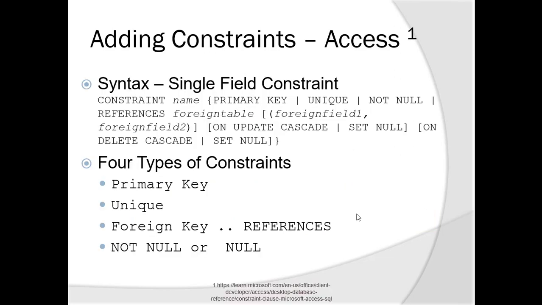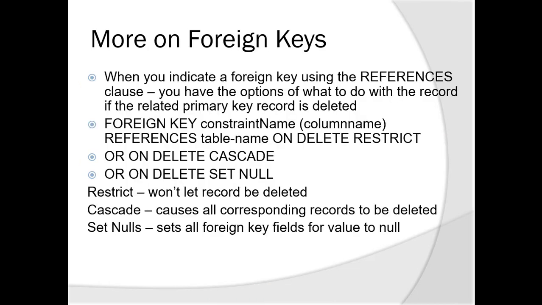So here I've got from the Microsoft website the syntax to do a constraint for a single field. Notice you can do the primary key, the unique, the not null or null, and the references foreign key constraints. These values here are related to foreign key. I'll discuss that shortly. Let's talk about foreign keys.